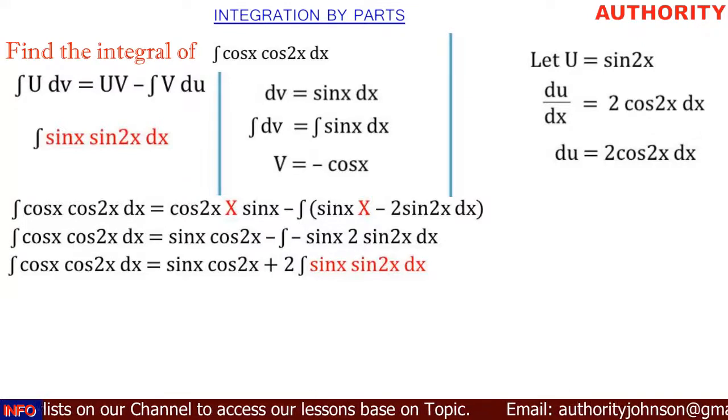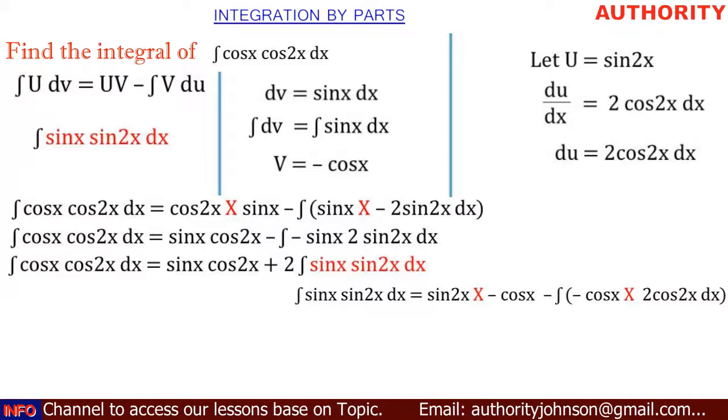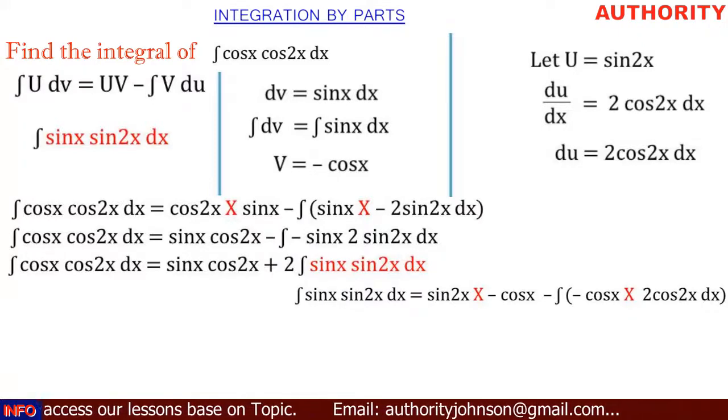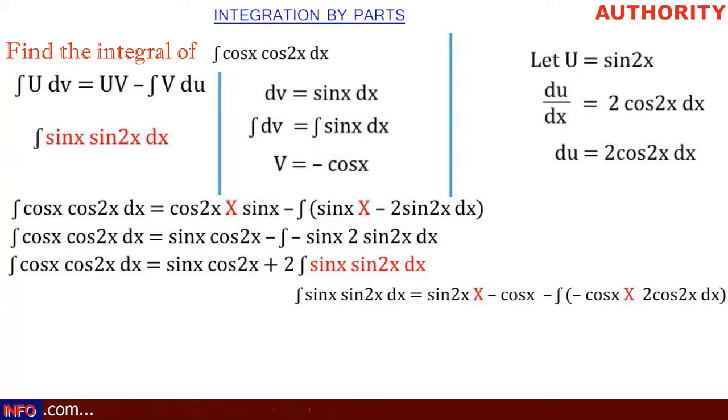All right, so let's fix it together. We have the integral of sine x sine 2x dx is equal to our u, which is now sine 2x, multiplied by our v, which is minus cos x, minus the integral. So our v is minus cos x times our du, which is 2 cos 2x dx. All right, yes. Now let's simplify.